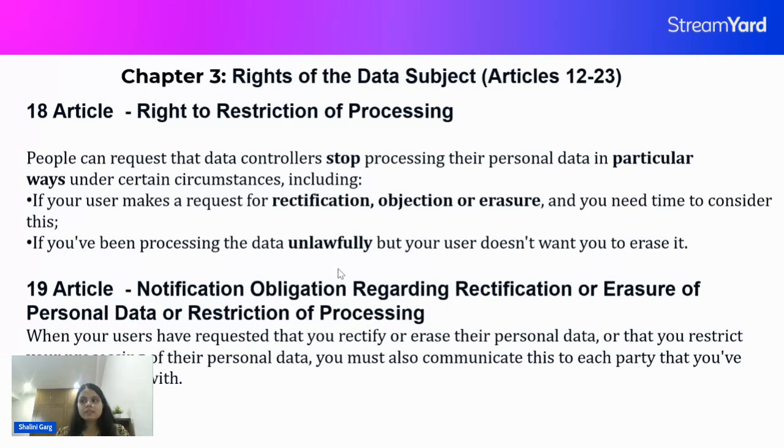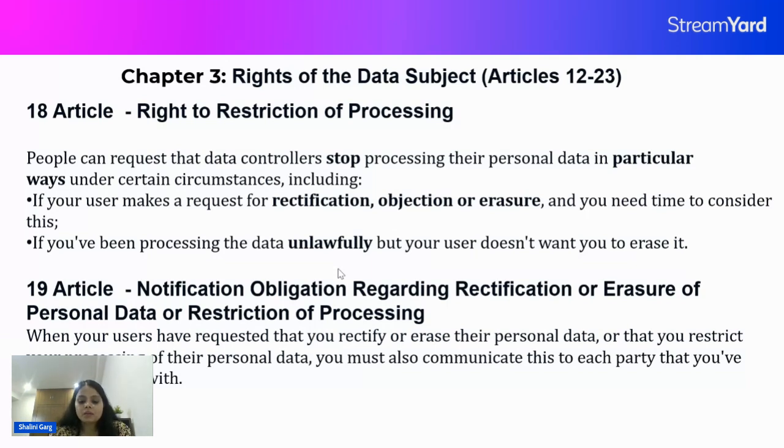So when the notification has to be provided, when the controller corrects, erases, or restricts the processing of data, then they must inform each recipient who has received the data, unless there are some disproportionate efforts. We have already read it, right? And if requested by the data subject, the controller must also inform about these recipients.